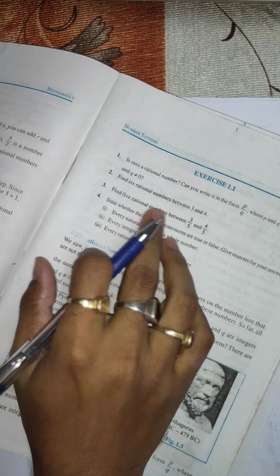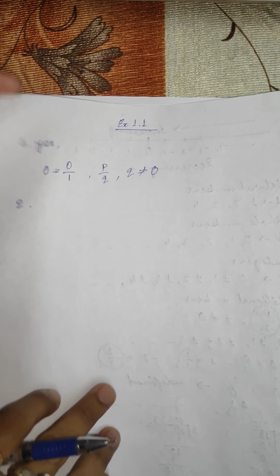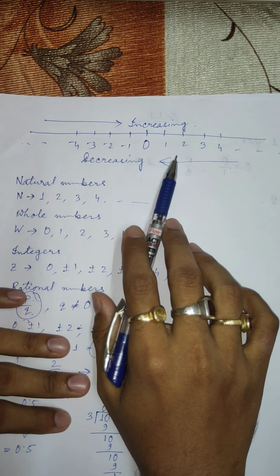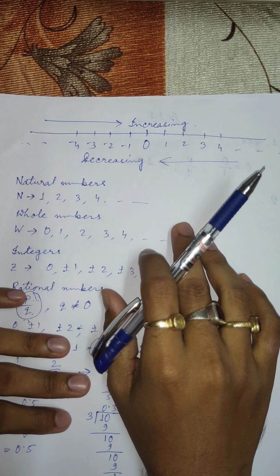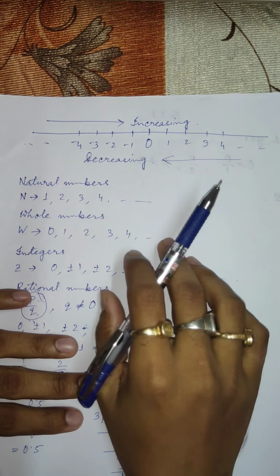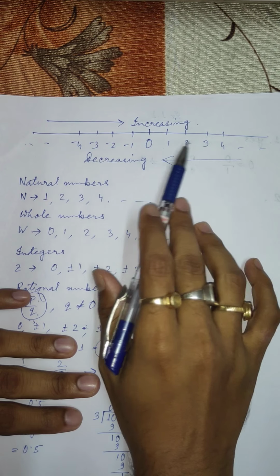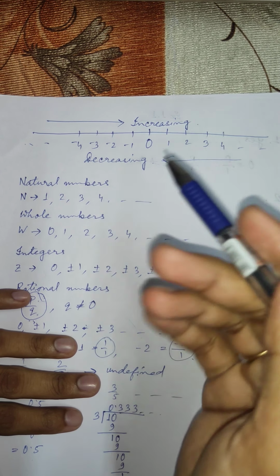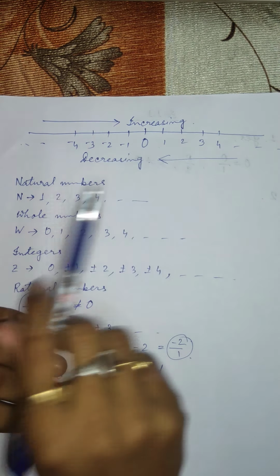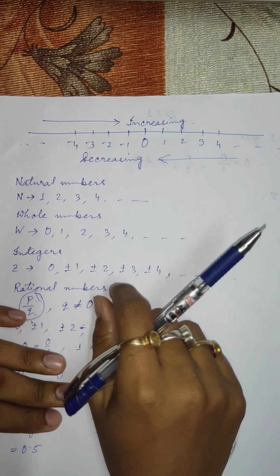Okay, next, number 2. Find 6 rational numbers between 3 and 4. Now one thing you see: on this number line, in between any two consecutive numbers, say 3 and 4, or 0 and 1, we can get infinitely many numbers. Already at the start I told you that all the numbers we come across at the HSLC level are on this number line. It is also called the real number line.